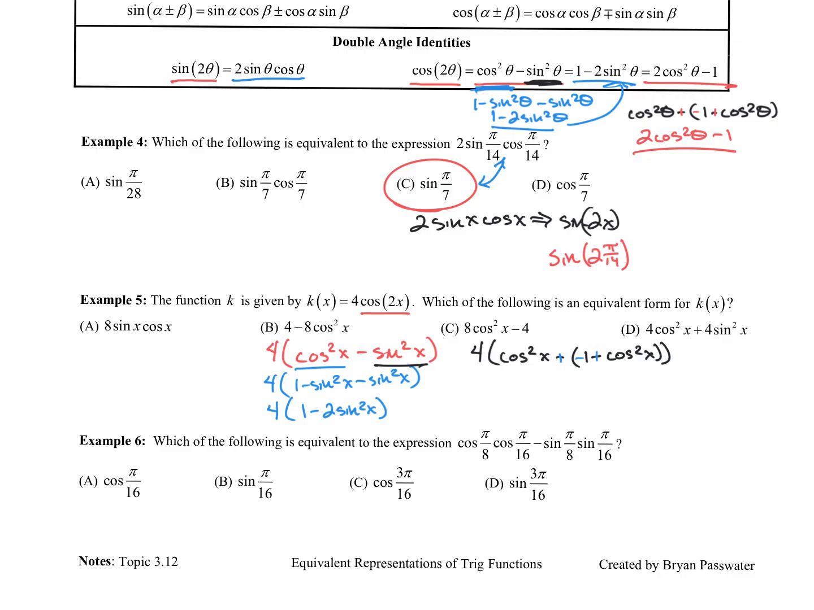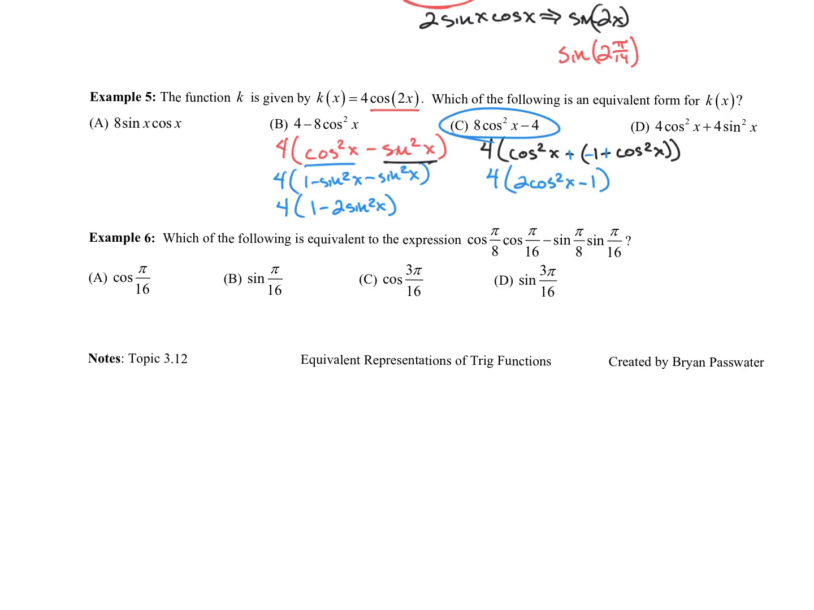And so now I'd end up with 4 times, how many cosine squareds do I have? 2. I have 2 cosine squared. And then minus 1. Now, if I were to distribute that 4, does that match up with any of them? Yes. Which one does that match up with? C. It matches up with C.